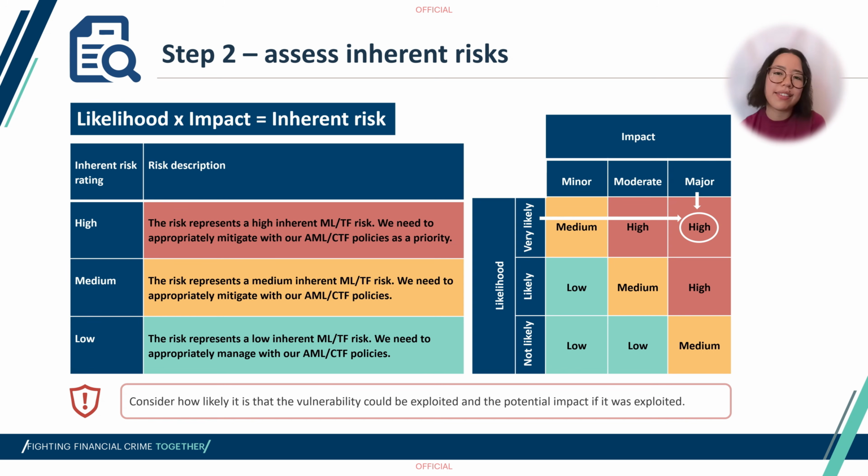Let's have a go at this ourselves in a couple of scenarios. Imagine you're a compliance officer assessing the inherent risk of domestic PEPs. You've assessed that the likelihood is likely and the impact is moderate. Using the risk matrix on the slide, pause here to think about what the correct inherent risk rating for domestic PEPs would be. You can also find this risk matrix in your quick guide.